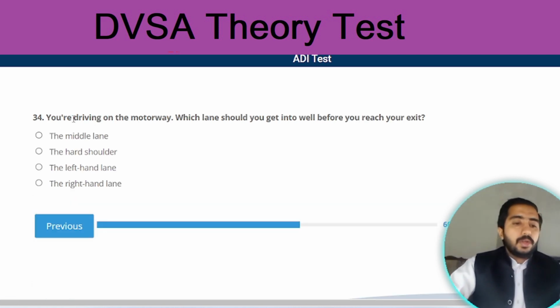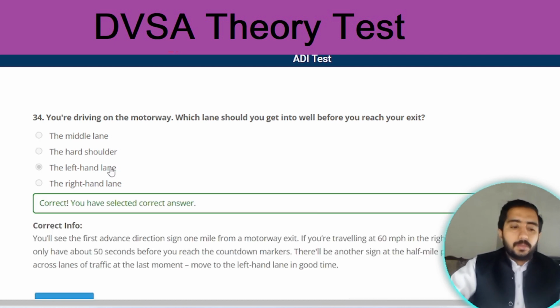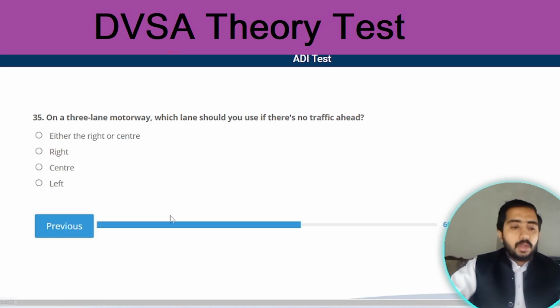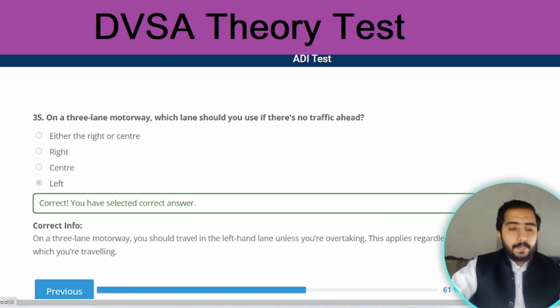Question number 34. You're driving on a motorway. What lane should you get into well before you reach your exit? Before you reach your exit, the lane should be the left-hand lane. Option C. Next one. On a three-lane motorway, which lane should you use if there is no traffic ahead? Option D. Left lane. Next one.